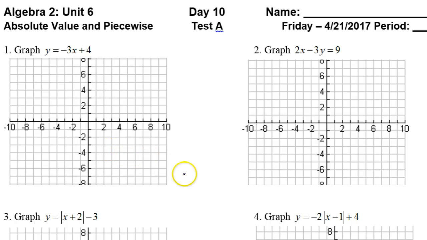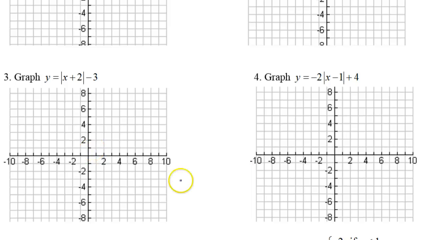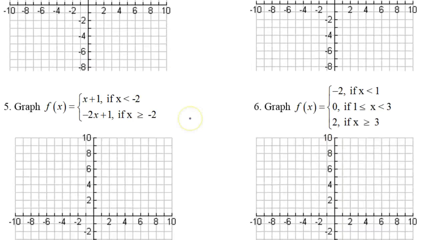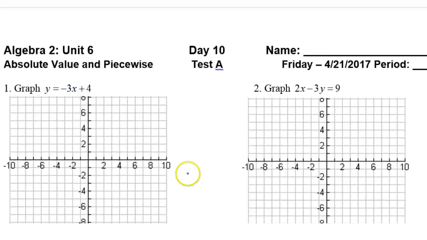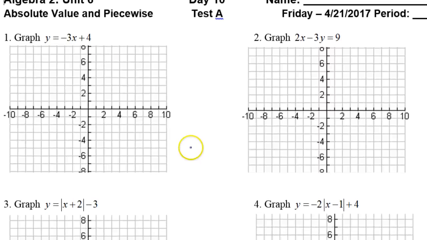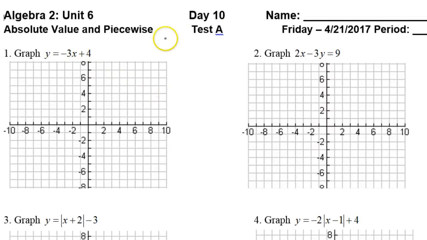In this video, we will be graphing linear functions, absolute value functions, and piecewise functions. All right, starting off with good old linear functions. In my mind, I'm thinking about the model y equals mx plus b, aka slope-intercept form.